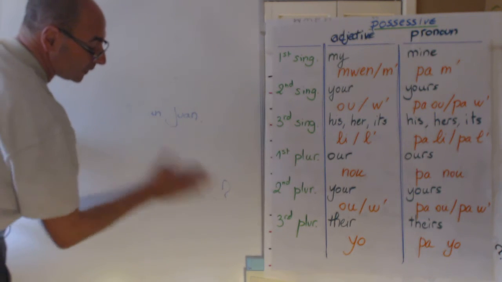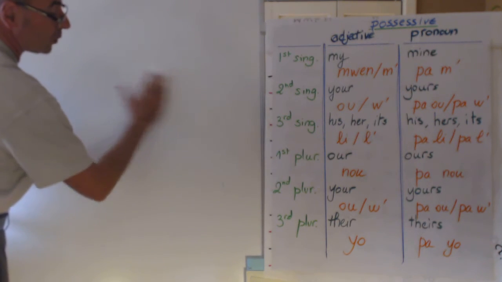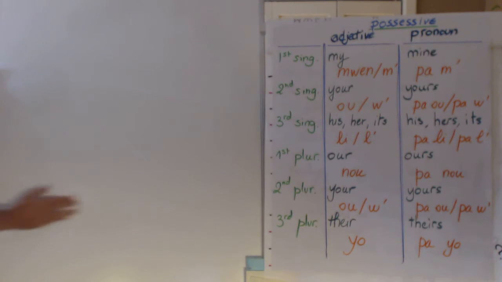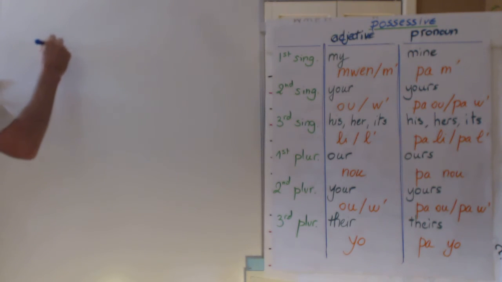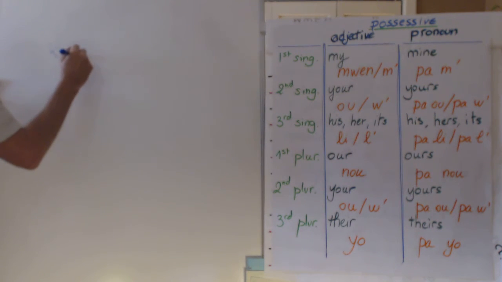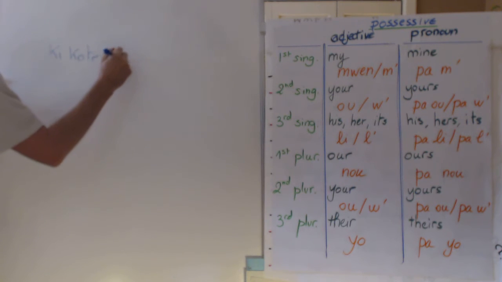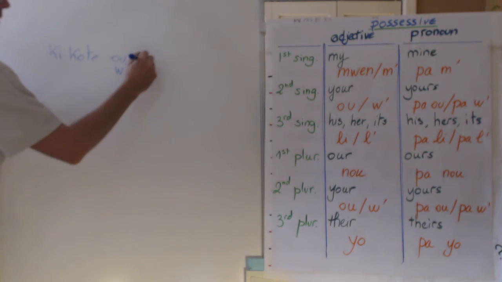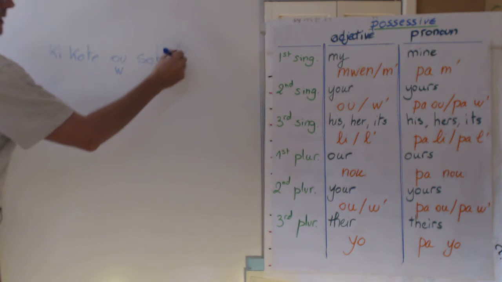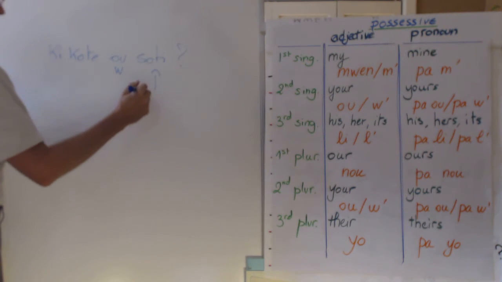Another verb that we use a lot. We just saw the question, picoter ou rester? Where do you stay? Now, where do you come from? Picoter ou sorti? Sorti means come from.